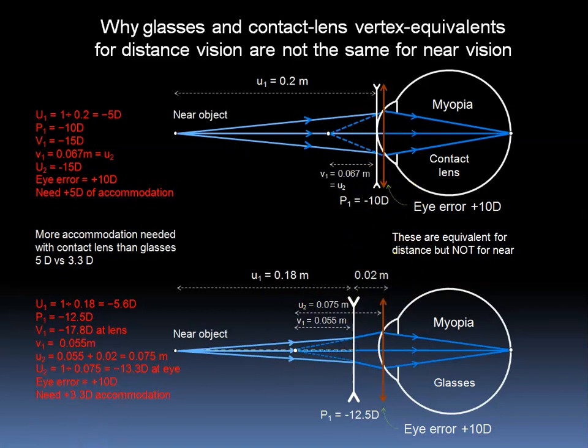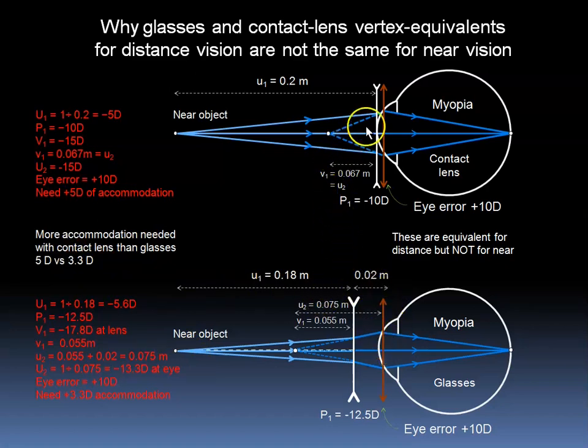for seeing an image clearly. Basically, we need to treat this as a multi-lens system calculation where we have a U1, P1, and V1 and a U2, P2, and V2. The overall result is that more accommodation is needed with the contact lens than the glasses in this situation once one works through all the numbers. In other words, the overall effect with the glasses is that one needs 3.3 diopters accommodation to see an object that is 0.2 meter in front of the eye.